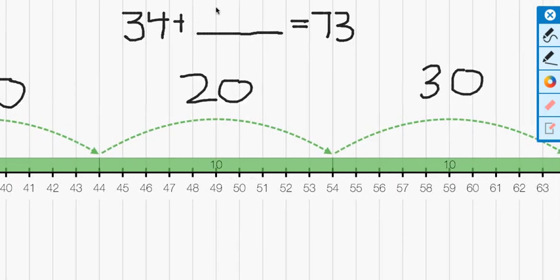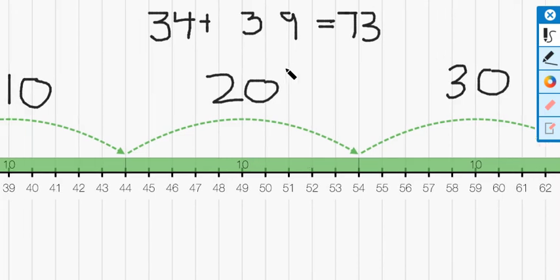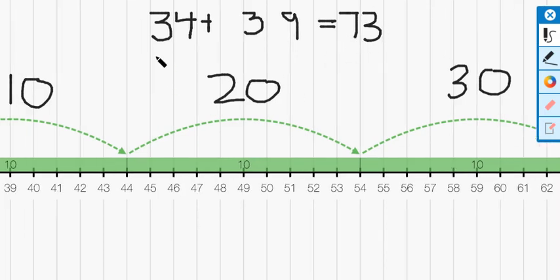So 34 plus, let me turn my pen tool on, 30, it's kind of a bad 3. Let's fix that. So 34 plus, I can fill it in now, 39 equals 73. The difference between 34 and 73 is 39. We'll find out later another way to solve this would be 73 minus 34, and we would find out that equals 39. And the way we would do that is to go backwards on the number line.